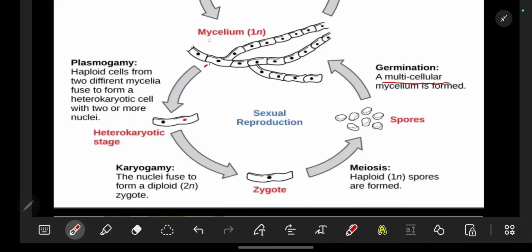Okay, so others might use mycelium. Mycelium, remember, is just the fusion of many hyphae, like that. Then from mycelium, we are going to have plasmogamy. That is, if we have two different mycelium, they fuse together, the positive and the negative. Then we are going to have plasmogamy. Here it's saying that haploid cells from two different mycelia fuse to form an heterocytic cell with two or more nuclei. Remember, these nuclei are more like separated.